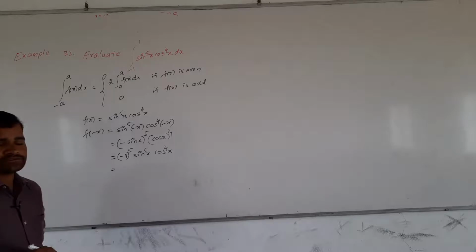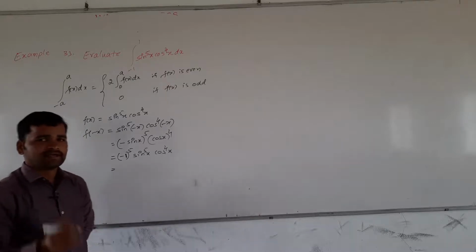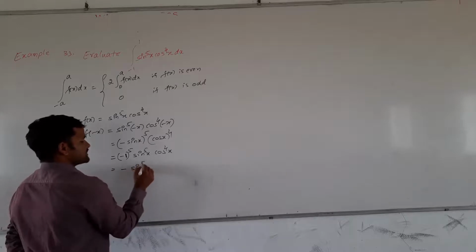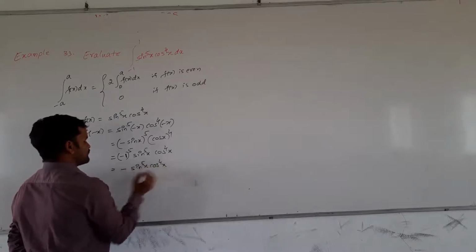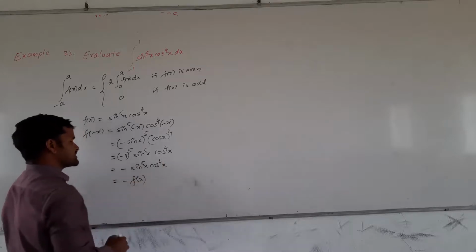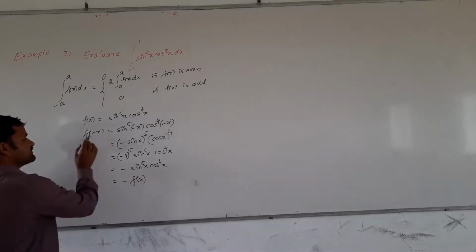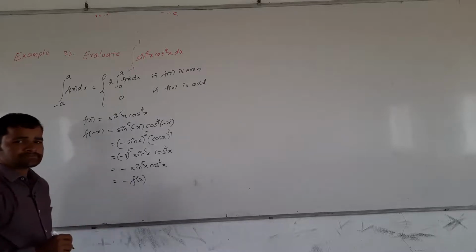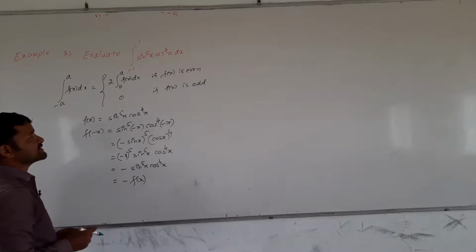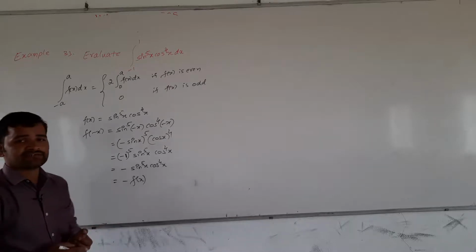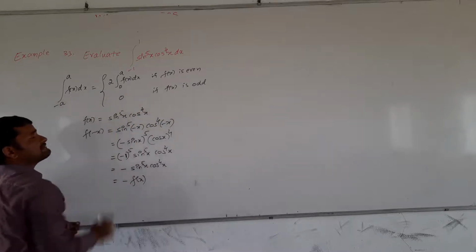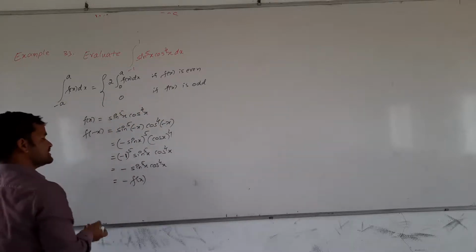Minus 1 raised to 5: minus 1 is getting multiplied an odd number of times. Here we have minus of sin^5 x cos^4 x, and minus of this is nothing but f(x). See what I am getting? I am getting f(minus x) is equal to minus f(x). This means the given function sin^5 x cos^4 x is an odd function. For an odd function, what is the integral value? That integral value is 0.